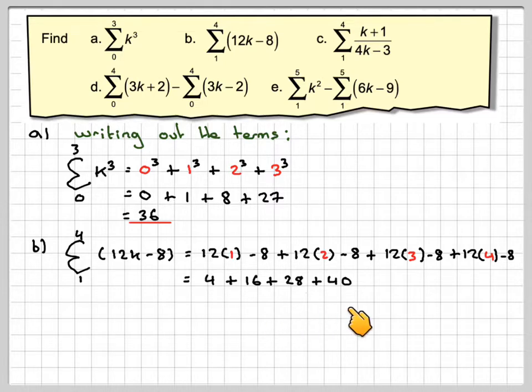If you're not sure, just slow the video down and check for yourselves. Just do the last one here. 12 times 4 is 48, minus 8 gives you 40. When we add those up, we get 88.